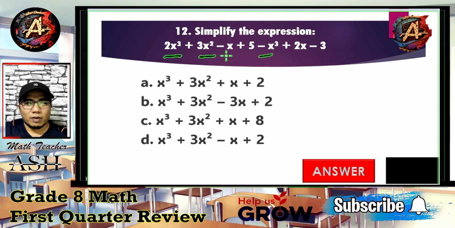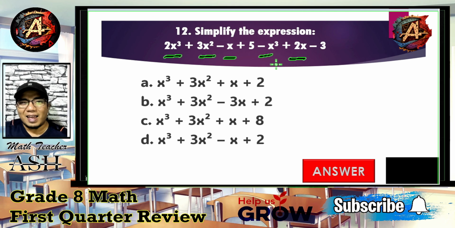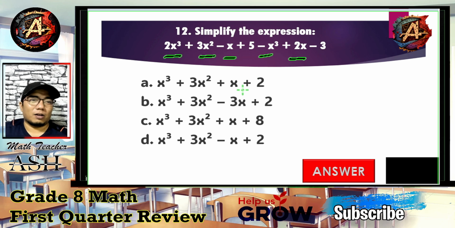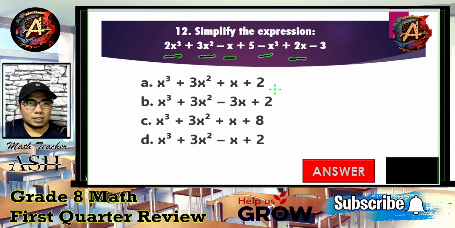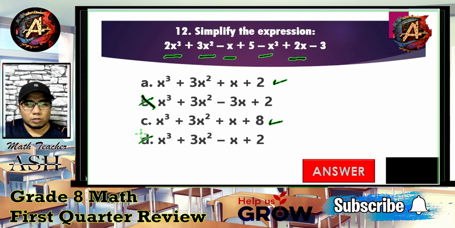Next, we have minus x, or negative x, plus 2x. So negative x plus 2x, that would mean negative 1 plus 2. What is the value? Very good, that is positive 1, or positive 1x. So that is letter A and letter C. Letter B is already wrong. Letter D is already wrong.